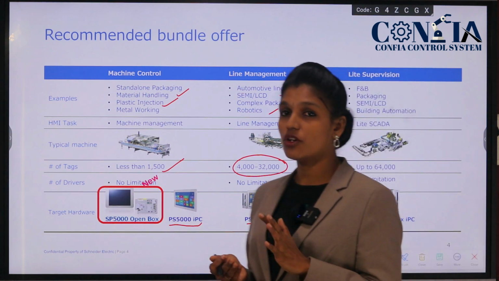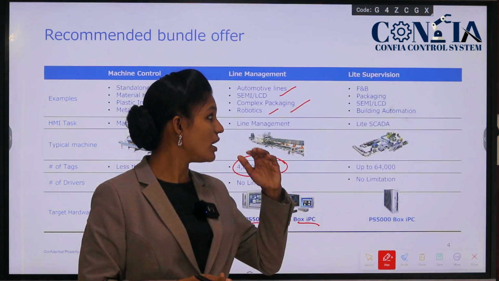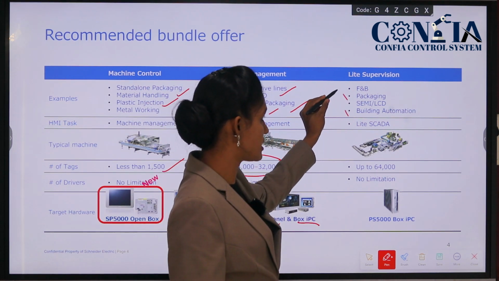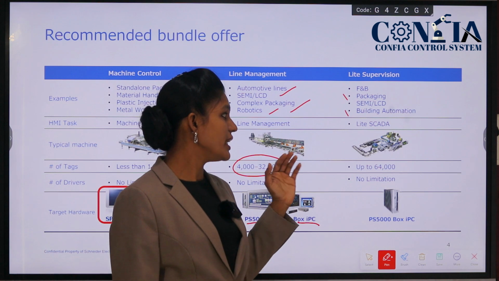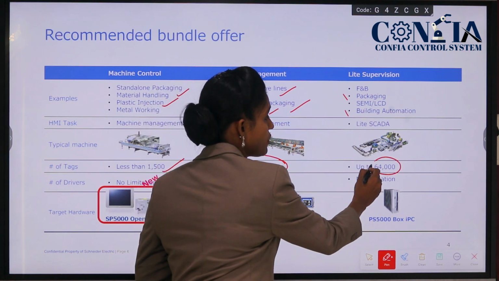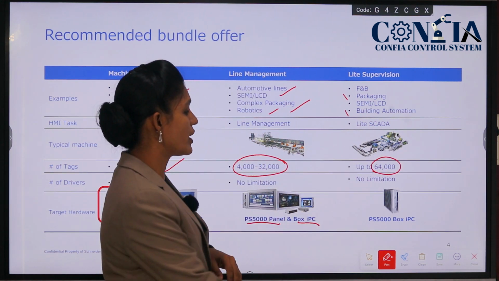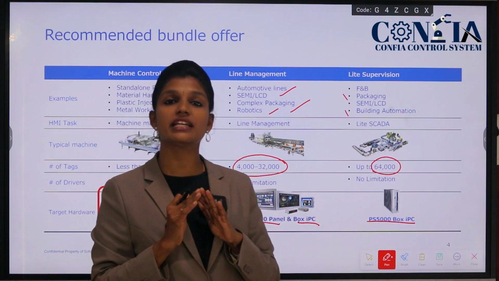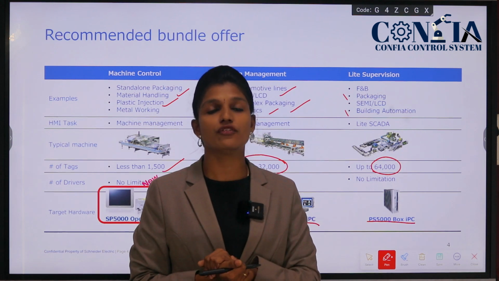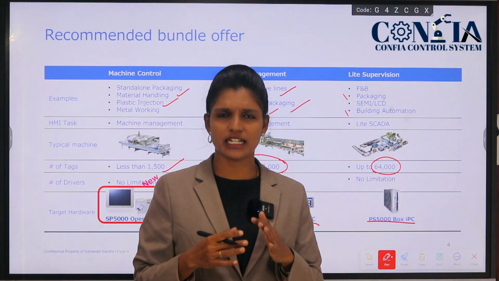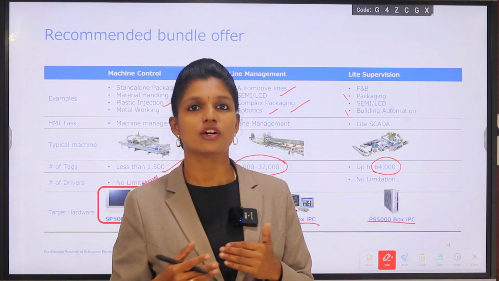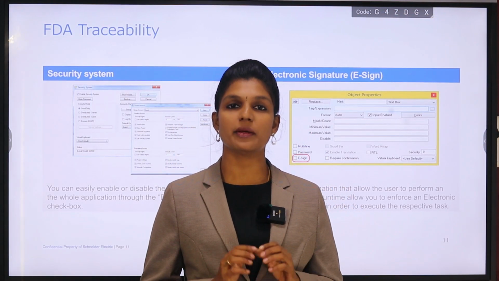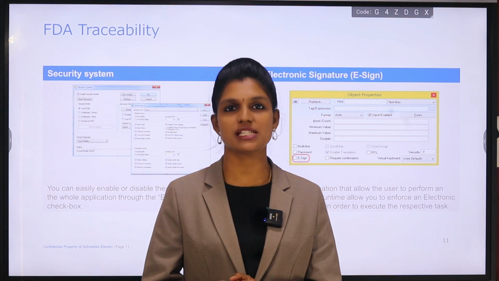If your application is line supervision, for example building automation, packaging, etc., you can use SCADA. It has up to 64,000 tags in the database, and for this you can use the PS5000 box IPC as the target hardware. All three software bundles have no driver limitation, so you can connect to any third-party devices for communicating.